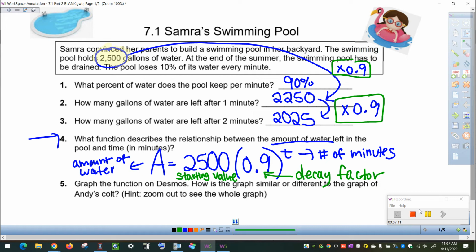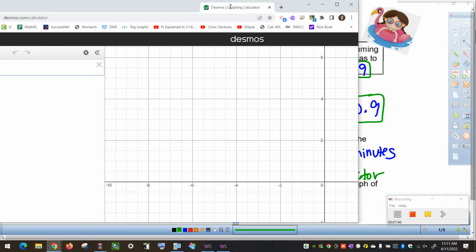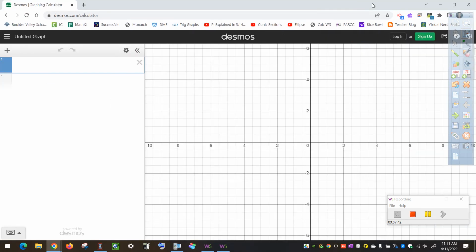All right, so now for part 5, we are wanting to take a look at what the graph of this function would look like and how the graph is similar or different to the graph of Andy's Colt. So I'm just going to bring up Desmos right here on my screen for us to take a look at this together. When I am putting it into Desmos, I'm going to switch it to x and y. So I'm going to say y equals 2,500, parentheses, we've got a 0.9 up in the parentheses raised up to the power of x.